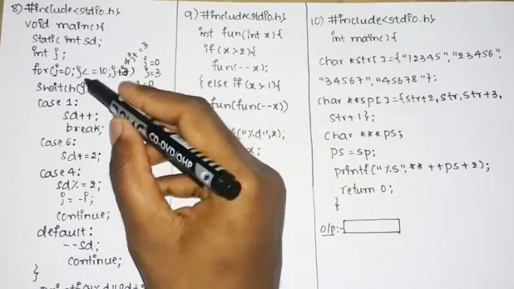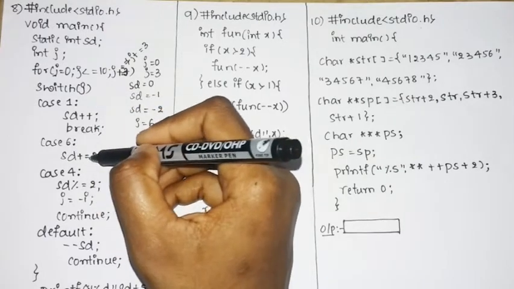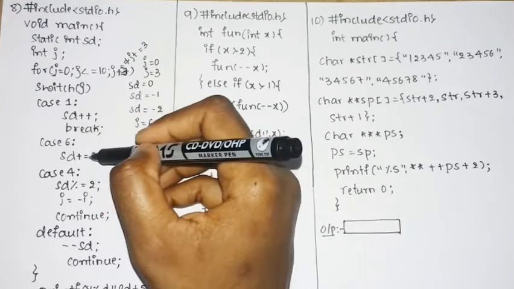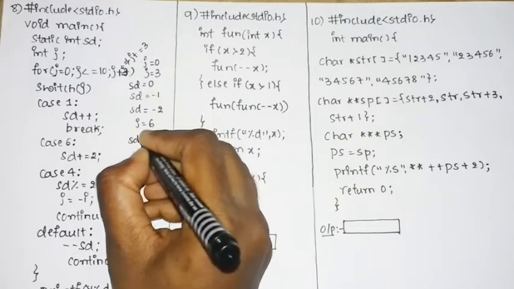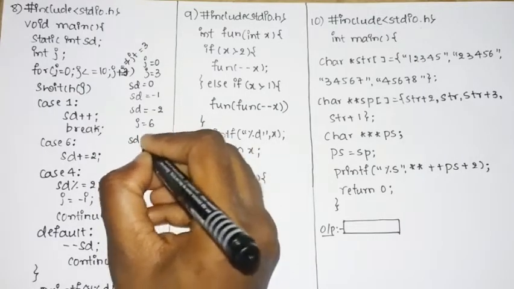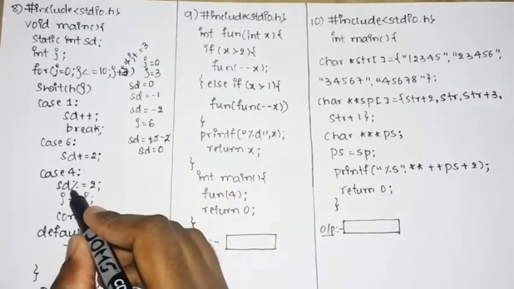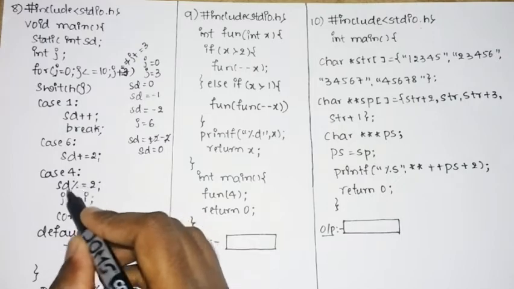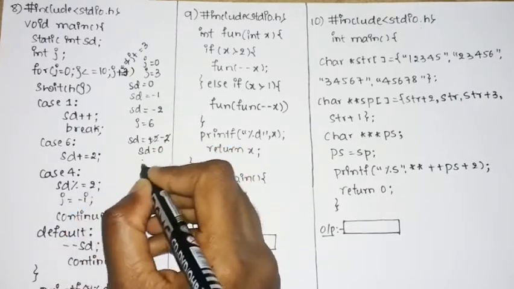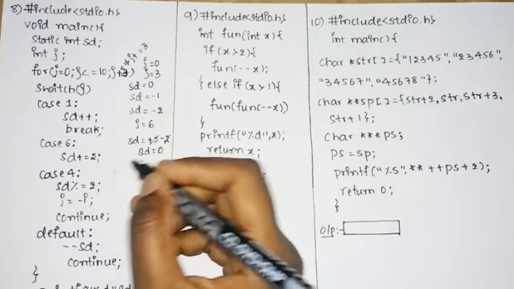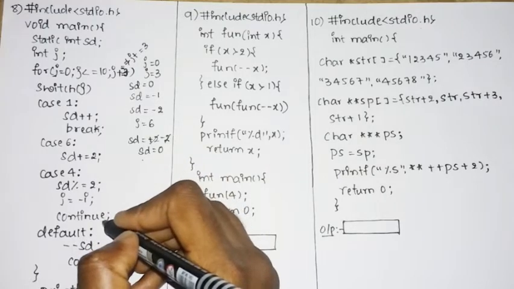It will check for the switch of 6. You can see this matches, so case 6 will match, and the code in it is executed. So st plus equal to 2. The value of st is plus 2 minus 2, therefore it will be 0 again because both of them cancel each other. Then after that we have st mod equal to 2. So 0 mod 2 is again 0, so st will be 0 itself. Then after that, j is equal to minus i. Then you are going to continue.